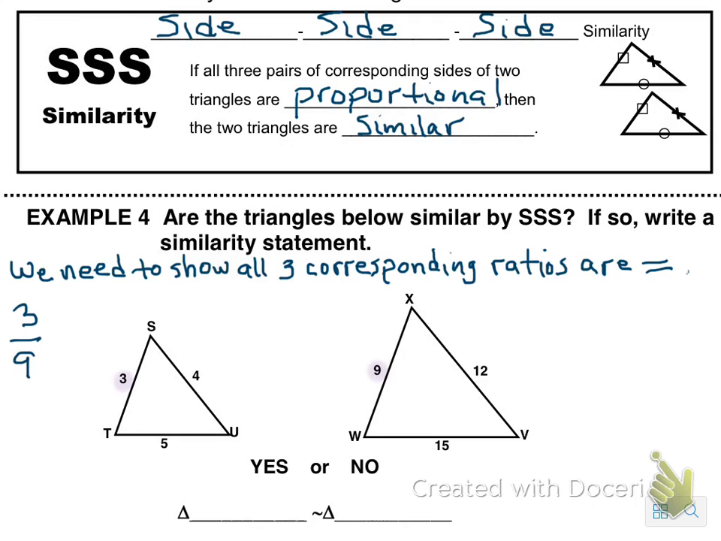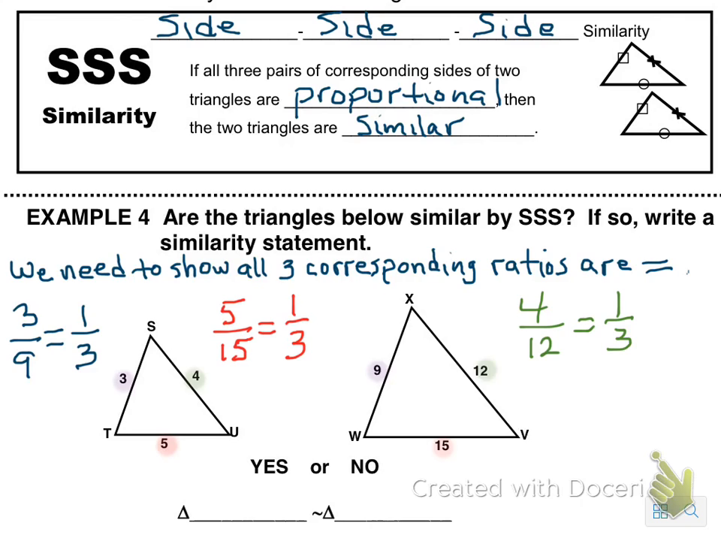So the first ratio we can write is between side ST and side XW, which is 3 to 9, which simplifies to 1 over 3. We can also write a ratio for the corresponding sides of TU and WV, which is 5 over 15, which also simplifies to 1/3. And the third ratio is between side SU and side XV, which is 4 over 12, and that ratio also simplifies to 1/3.